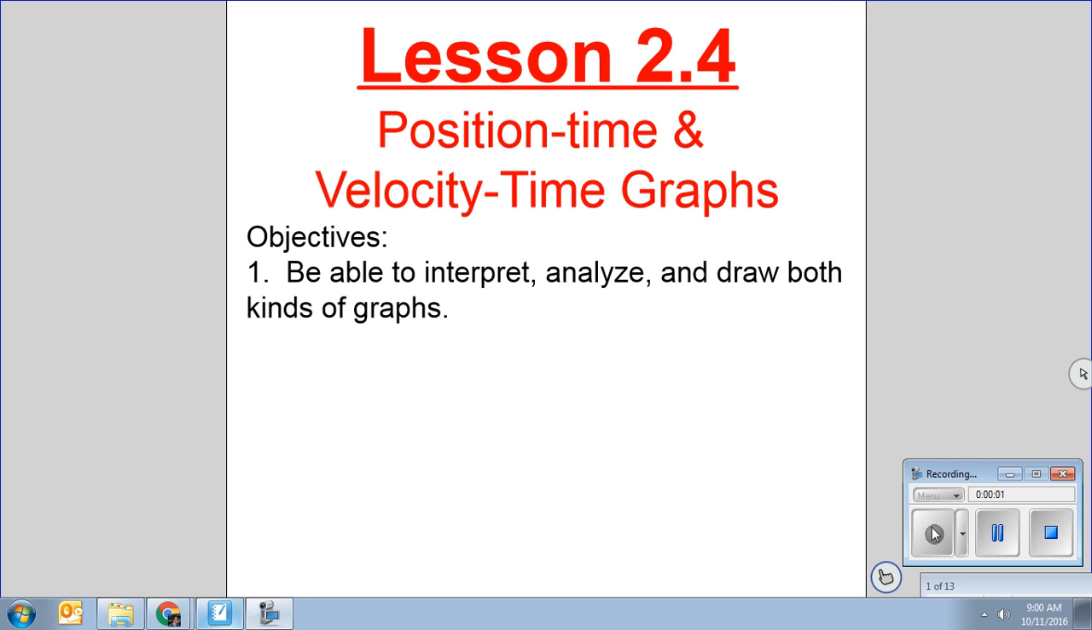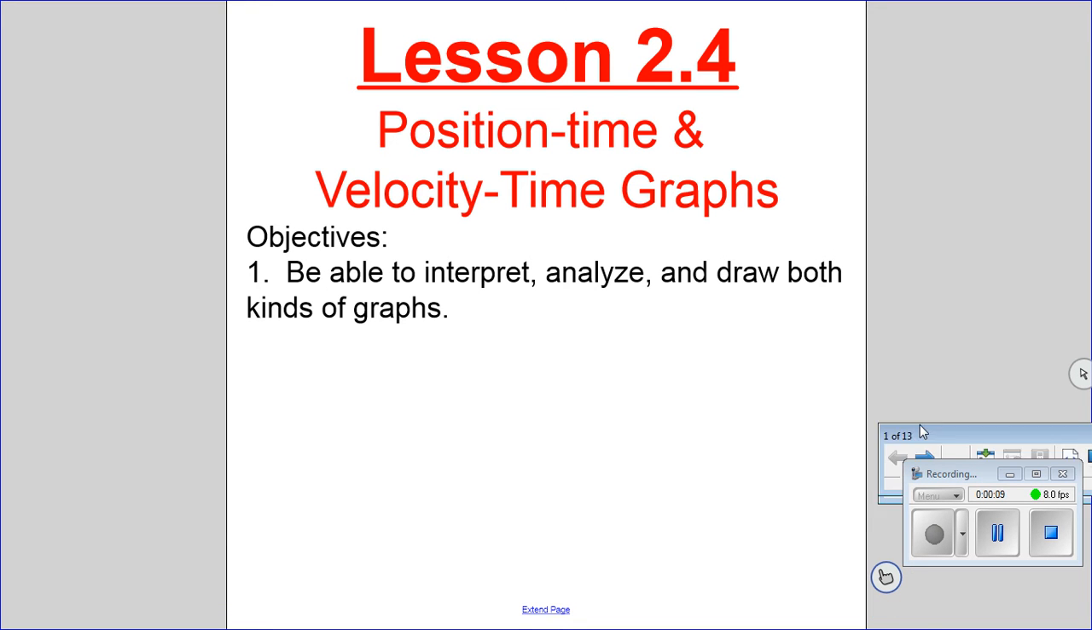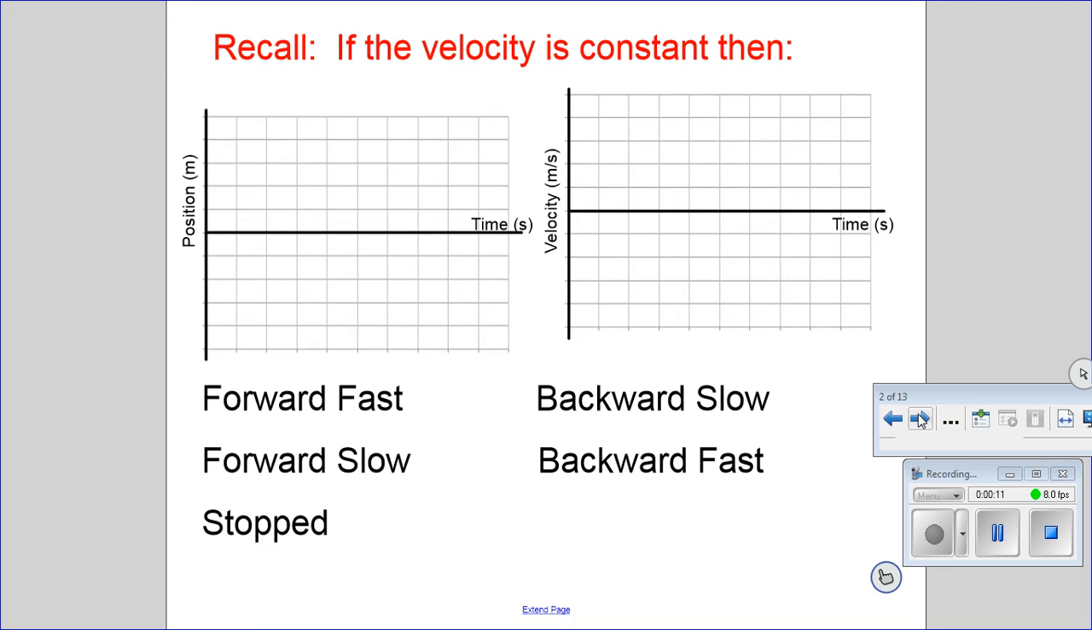All right. So by the end of today, you should be able to interpret, analyze, and draw both position time and velocity time graphs. Like I said, last chapter we talked about instances where the velocity was constant, and we looked at a bunch of different types of position time graphs.